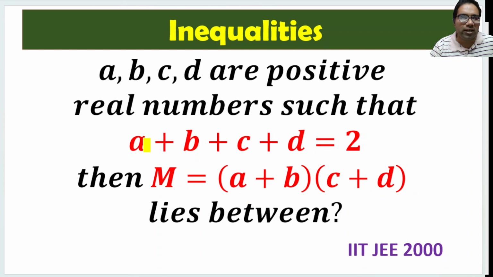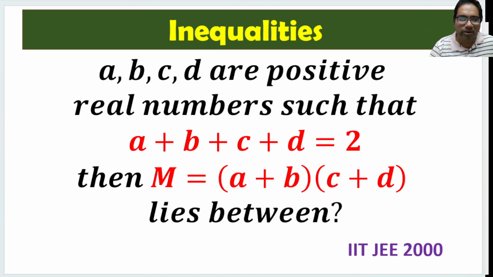For example, can a be 3? If a is 3, to make the sum, at least one of the b, c, d or they together should make -1. That means there is some negative in b, c, d, which is not possible. So a cannot be 3, 5 or whatever. Right. So there is a restriction on these numbers. With this restriction, a plus b into c plus d becomes how much?